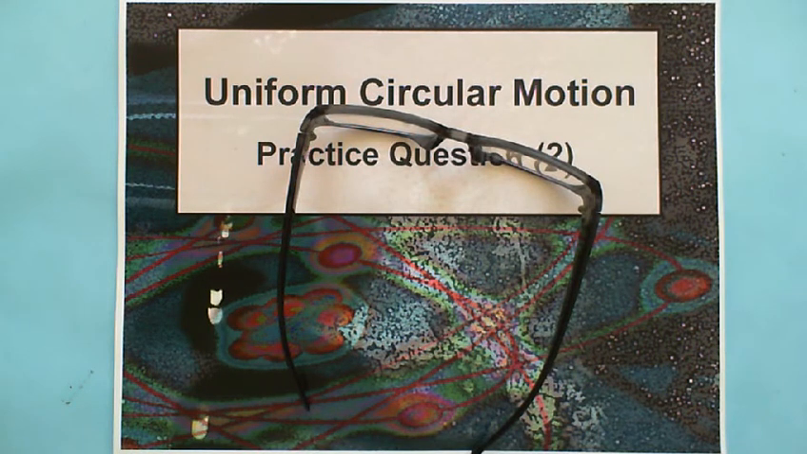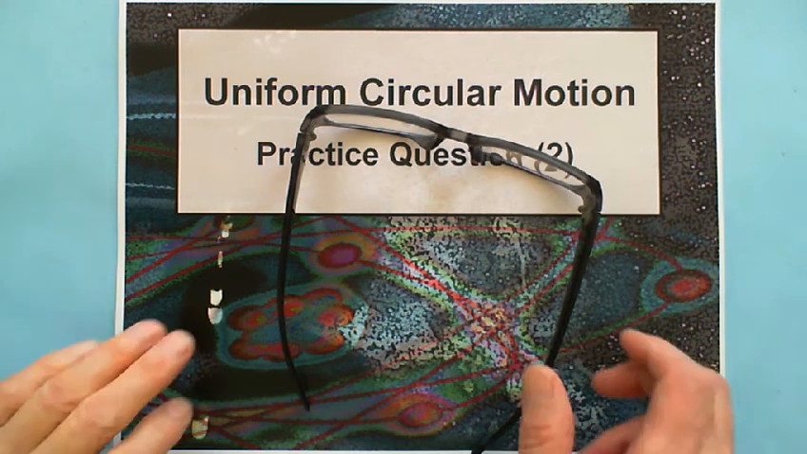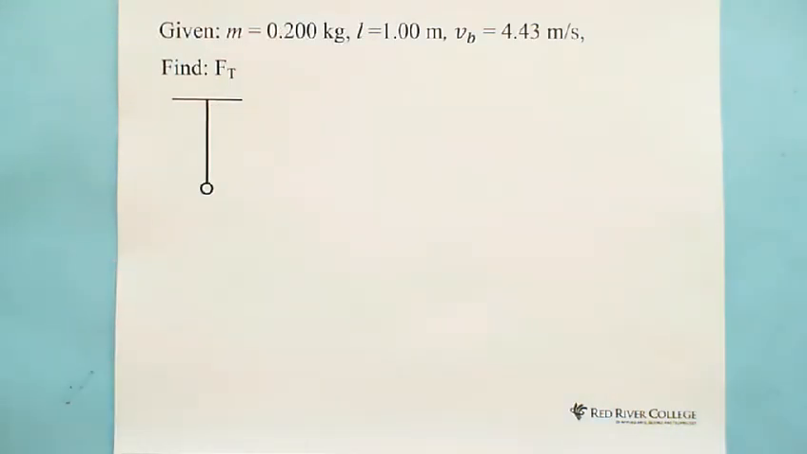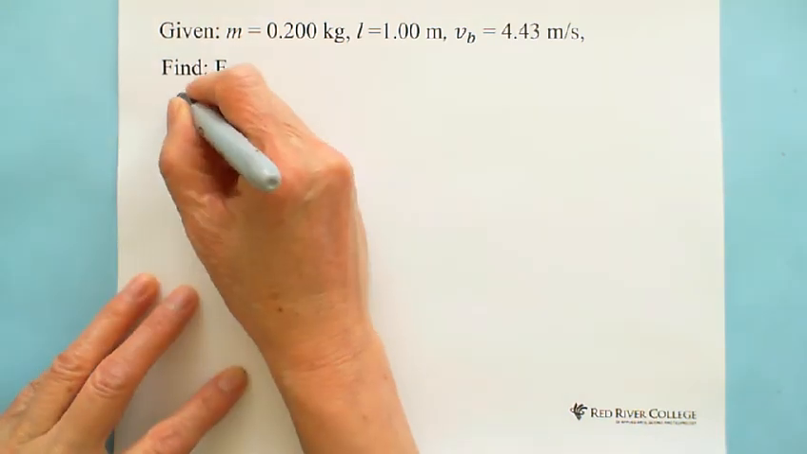Uniform circular motion. This is practice question 2. I will show you when the centripetal force is gravity and the tension. From this picture we can see this looks like a pendulum.